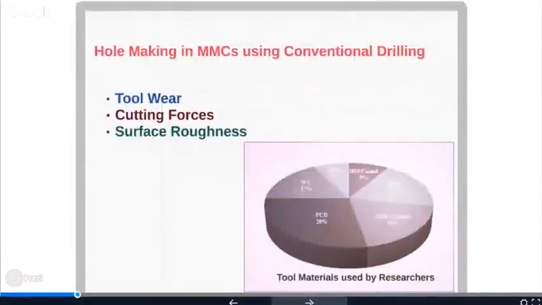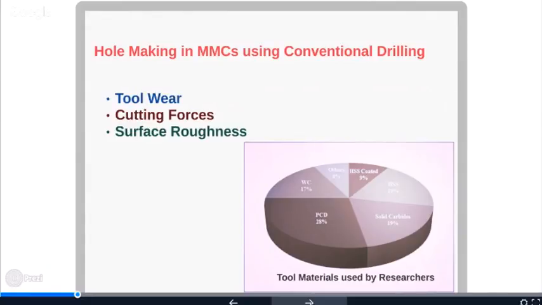So let's concentrate on the conventional machining of metal matrix composite. The various concerns in the conventional drilling of metal matrix composite are tool wear, cutting forces, and surface roughness. As the picture represents, this graph shows the various types of tool material used by researchers in the last decade. This data is up to 2015, I suppose.